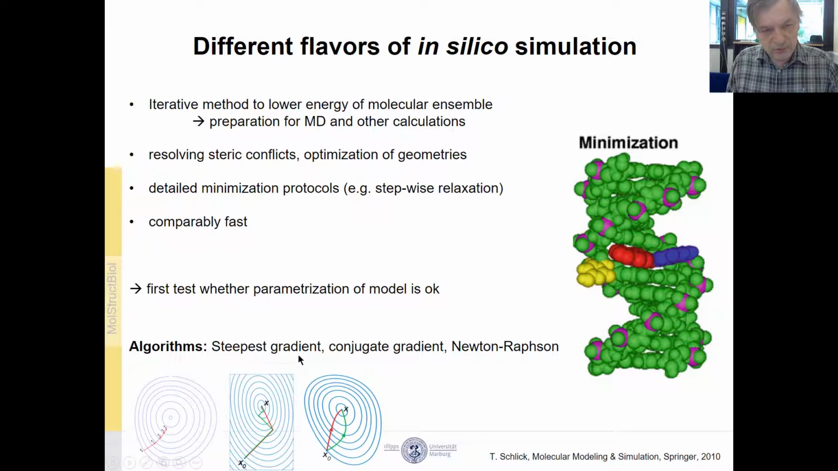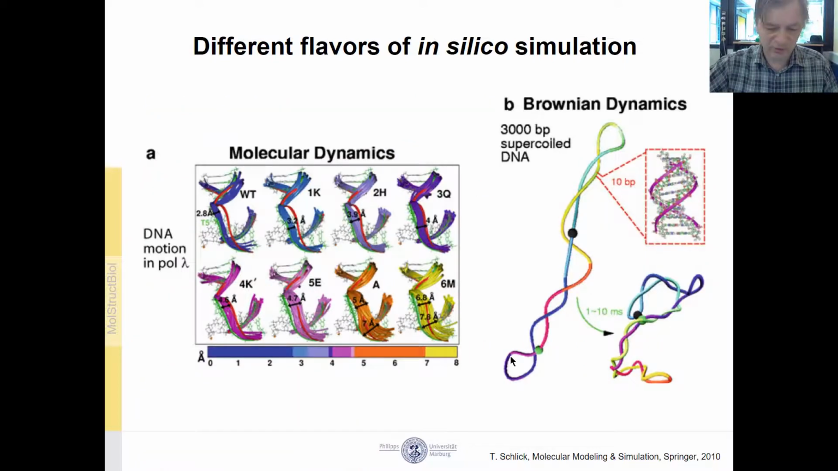You should know there are different kinds of methods to minimize a system. These are numerical methods, very powerful, to minimize the structure of a system. Clearly, the minimized structure is not necessarily the real structure. It's just a structure that is free from clashes and that kind of thing, and to see whether the parameterization and everything is fine. So that it goes fast. It just takes a few minutes on the computer.